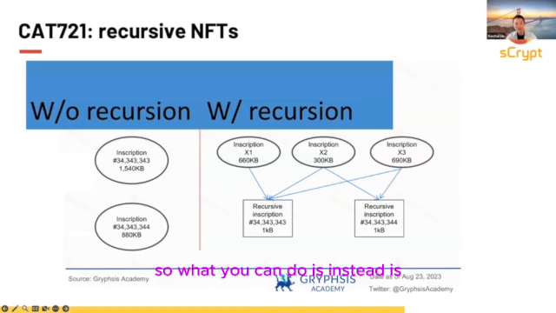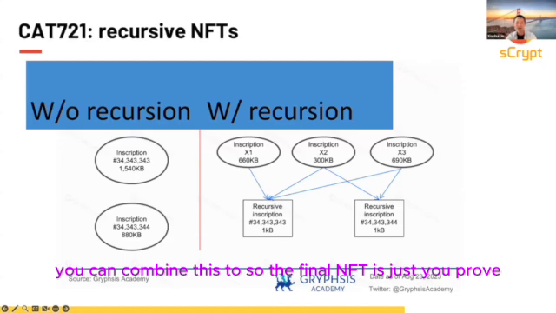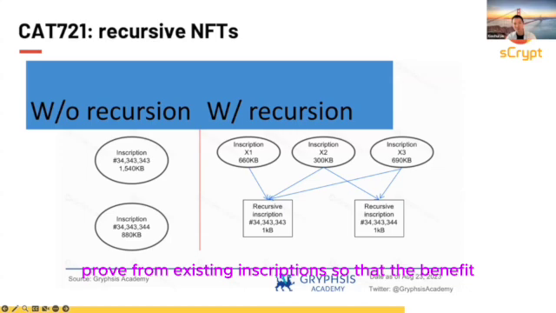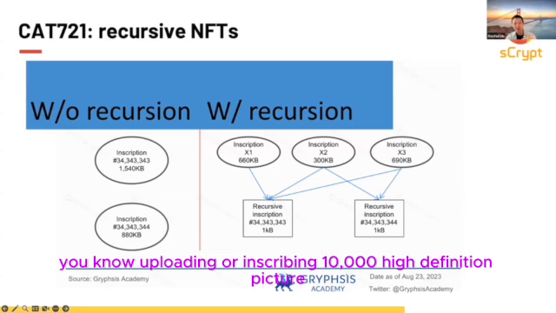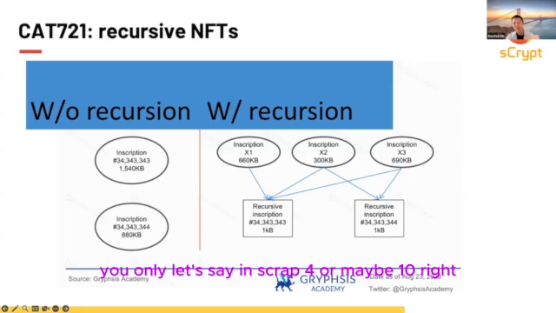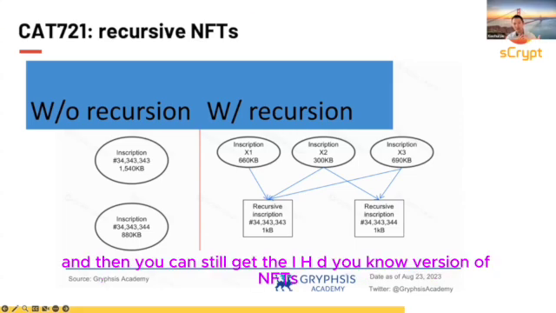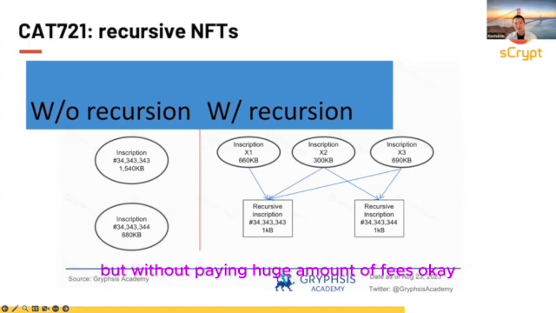So what you can do instead is design your art so you only have 4 high definition pictures. You inscribe just those 4, and then out of these 4 you can have different combinations: different hats, different eye colors, whether it wears glasses or hats. The final NFT is just pulled from existing inscriptions. The benefit is obvious: instead of inscribing 10,000 high definition pictures, you inscribe maybe 4 or 10, and you still get the HD version of the NFTs without paying a huge amount of fees. This is also supported at the protocol level.